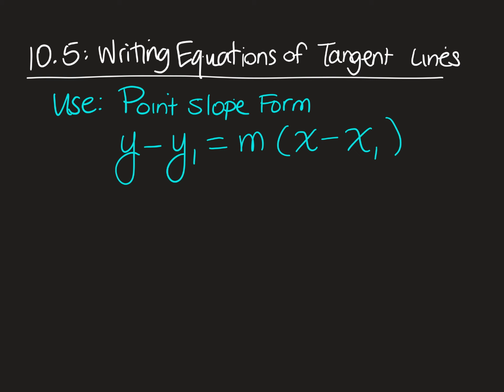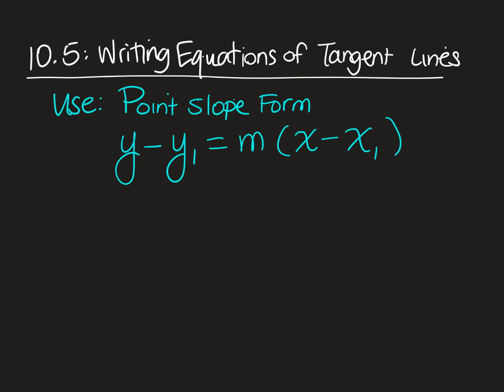All right, so point slope form. What does it look like? It looks like this. y minus y1 equals m times x minus x1. You may have seen this in Algebra 2 at some point. I think we talked about this earlier this year. The idea with this form of the equation of a line is you know what the slope is and you know what the point is.